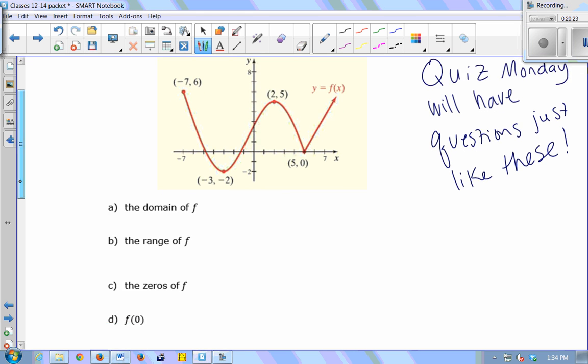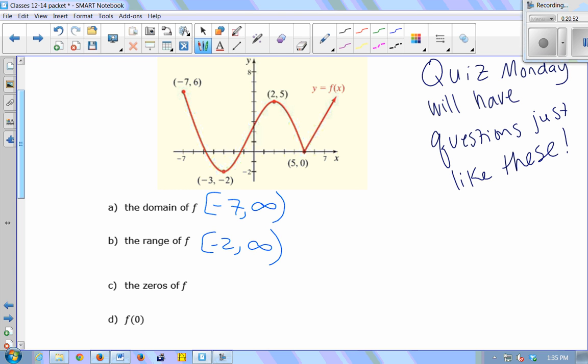What is the domain of this function? Yes. Close it. Very good. Smallest x value to the biggest x value. And then the range, smallest y value, negative 2, biggest y value, infinity. See that part on the right just keeps going up.